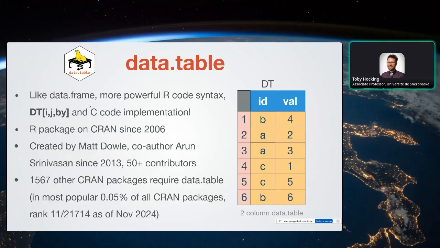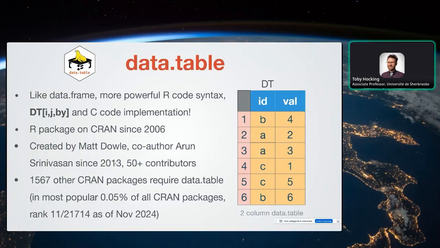It's just like the data frames, but with a more powerful R code syntax using these square brackets, I, J, by notation, which we'll talk about later, and importantly, a C code implementation. It's an R package that's been on CRAN since 2006. CRAN is the central R package repository. So it's been up there for almost 20 years. Originally created by Matt Dowle, co-author Arun Srinivasan since 2013, and 50 plus contributors.